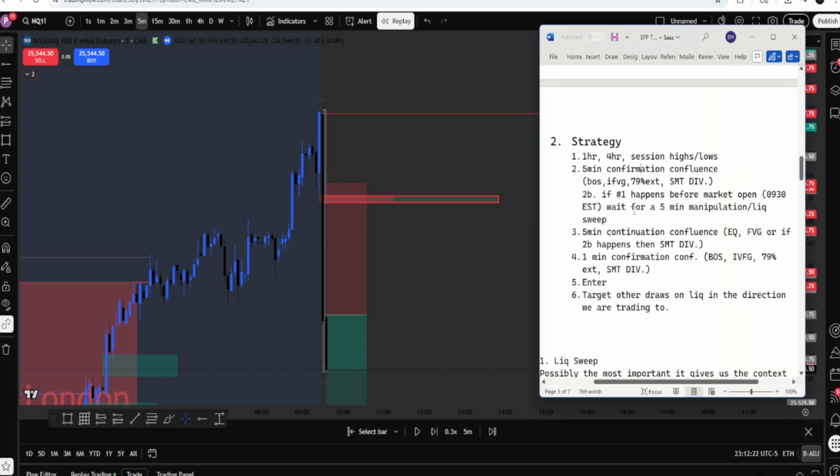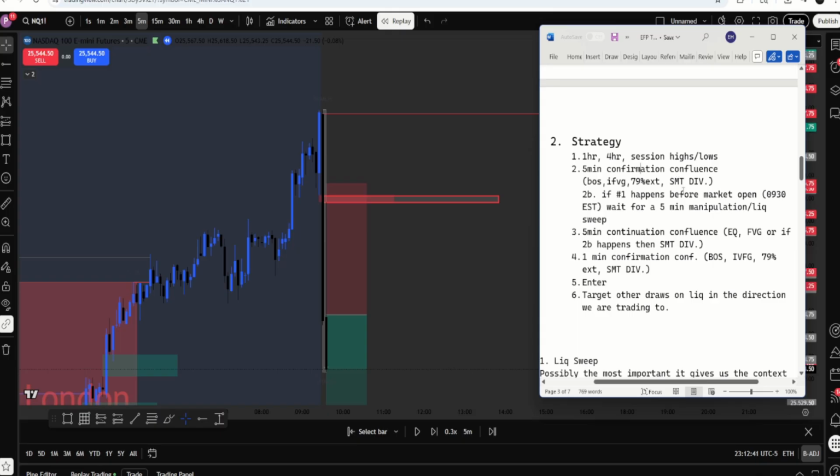That's why we have these different steps. That's why we don't just go in on step 1 and 2. So that's what a 79% extension looks like. Inverse fair value gap looks like this. Breaker structure, I've already shown y'all. This is also a breaker structure right here. We took out these lows. We just gave the market the biggest BBC of its life.